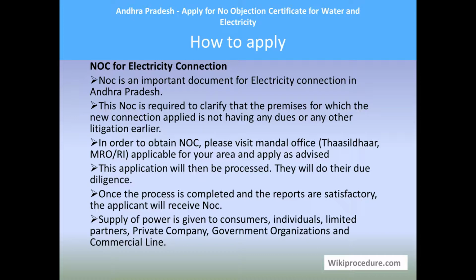As per the advice, this application will then be processed. They will do their due diligence. Field level verification will be there, and upon completion of their procedure, a report on the satisfactory level will be submitted. Then the applicant will receive a NOC from the authorities. Supply of power is given to consumers, individuals, limited partners, private companies, government organizations and commercial lines based on these documents.